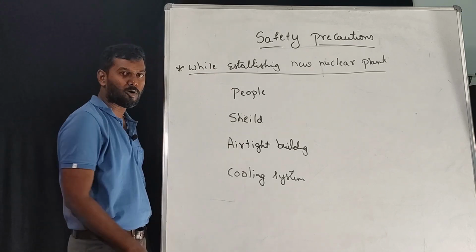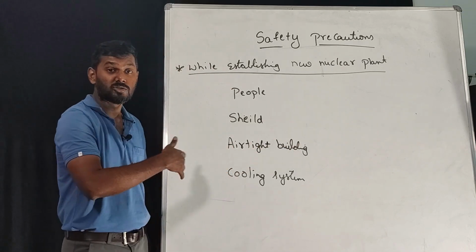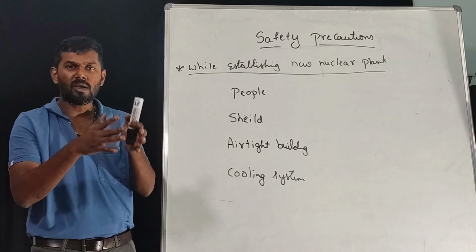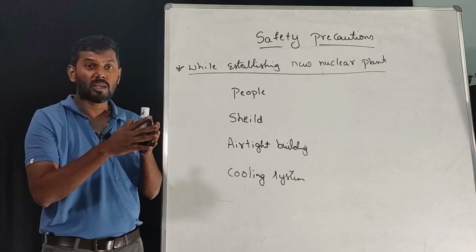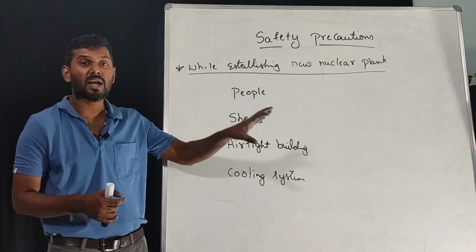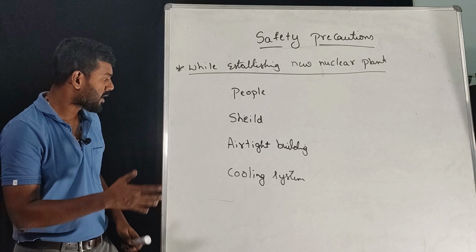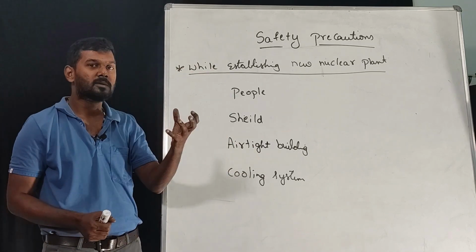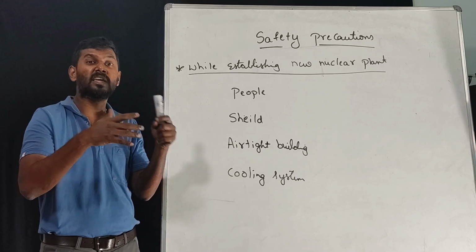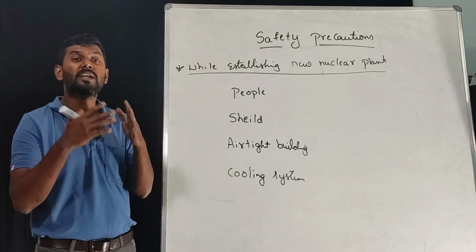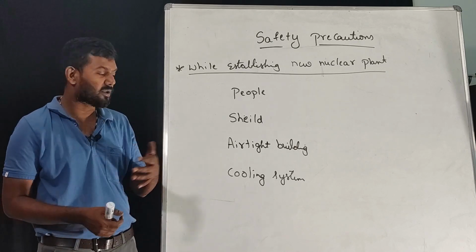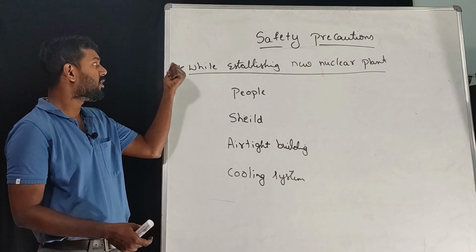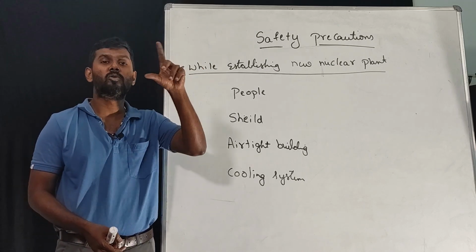Then the nuclear power plant should be placed in an air-tight building. What do you mean by air-tight building? It should be made up of a thick-walled building, so that it can withstand earthquakes and also fire. Next, cooling system. There should be a backup cooling system, because nuclear power plant is based on high energy. When there is high energy, high heat energy will also be produced. To remove that, there should be a cooling system. These are the precautionary measures only for while establishing a new nuclear plant.